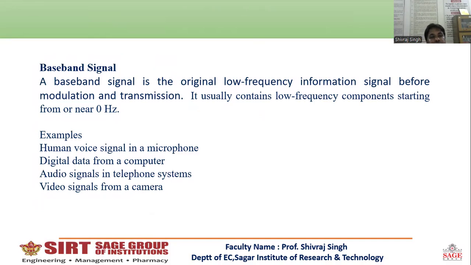These are some important signals which are used in communication. Firstly, baseband signal. Baseband signal is the original low frequency information before modulation and transmission. It usually contains low frequency components starting from or near 0 hertz. Basic baseband signals are human voice, digital data, audio signal, video signal. These are basic examples of the baseband signal. Baseband signal is also called a message signal or modulating signal.